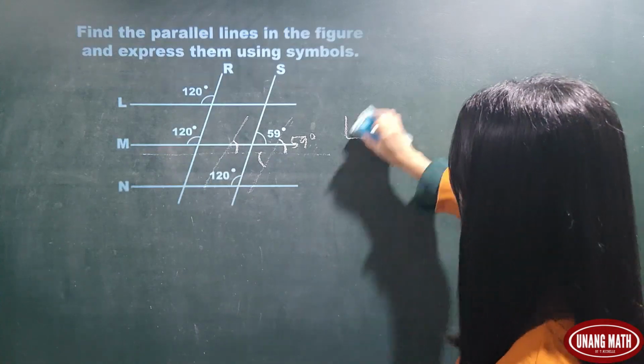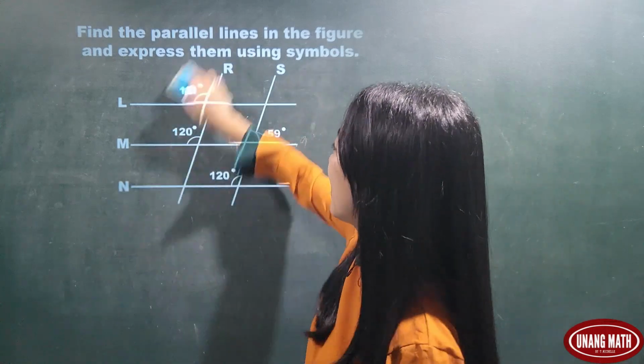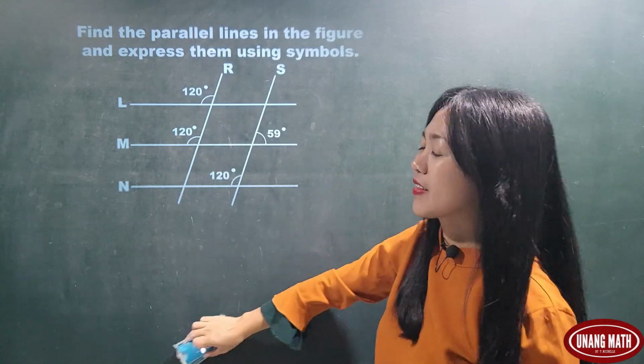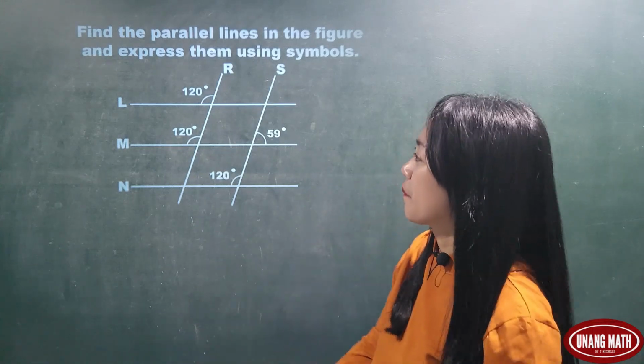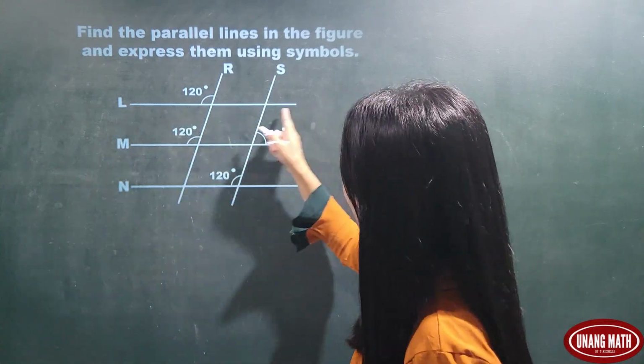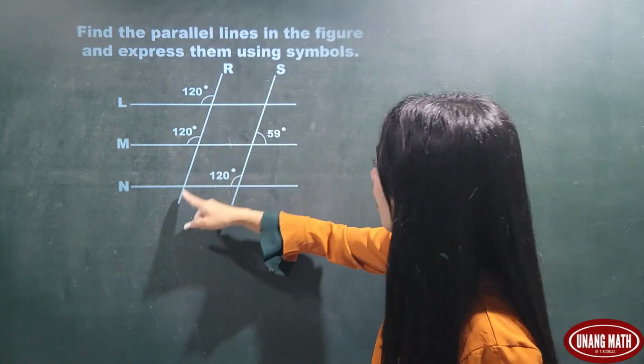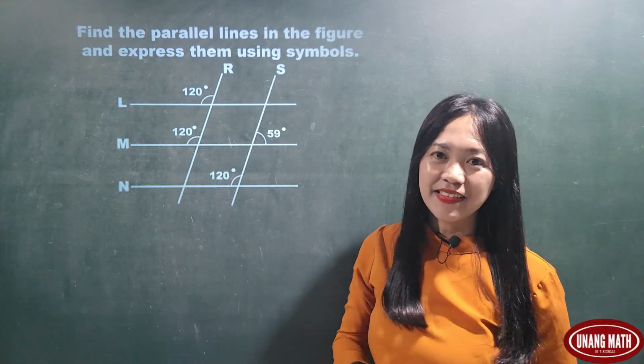Okay, now let's answer this simple activity. Find the parallel lines in the figure and express using symbols. We have line L, line M, line N, line R and line S.